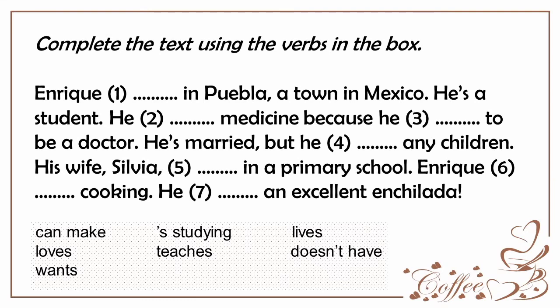The answer: Enrique lives in Puebla, a town in Mexico. He's a student. He's studying medicine because he wants to be a doctor. He's married, but he doesn't have any children. His wife, Sylvia, teaches in a primary school. Enrique loves cooking. He can make an excellent enchilada.